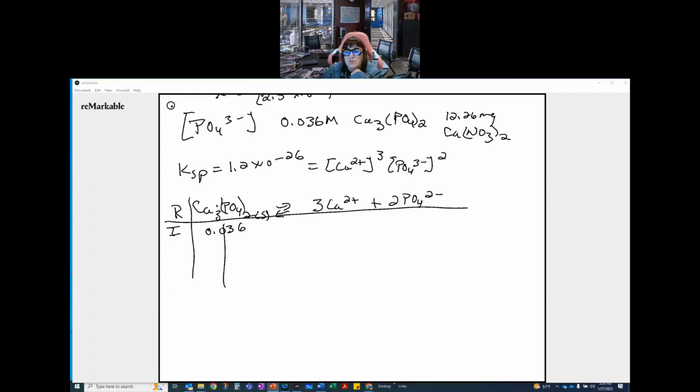Okay. Now, the other thing that they tell me is that 12.26 milligrams of Ca(NO3)2 have been dissolved. Let me ask you this: what happens to that Ca(NO3)2? Well, it's an ionic compound, right? It's Ca2+ and NO3-. Since it's a nitrate, it's completely soluble. So that means this is going to come apart to give me Ca2+ and 2 NO3-. And whatever this concentration is, that's going to be over here.